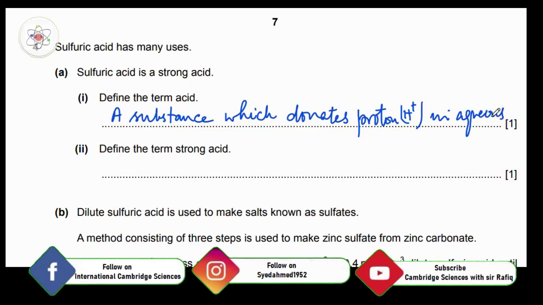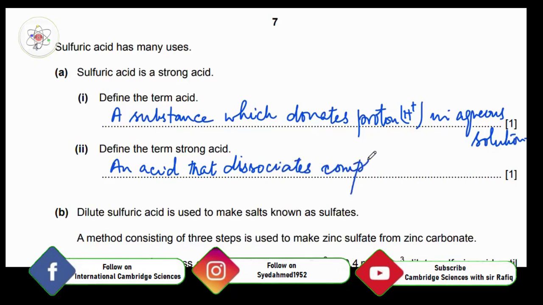In aqueous solution. Define the term strong acid. So a strong acid is the acid in which all the particles are dissociated, they are broken down into proton, H ion, and the negative ion. So we can say that a strong acid is an acid that dissociates completely or ionizes completely.